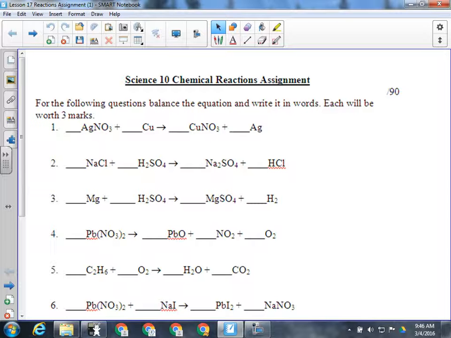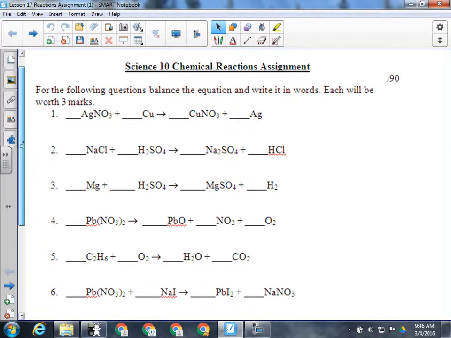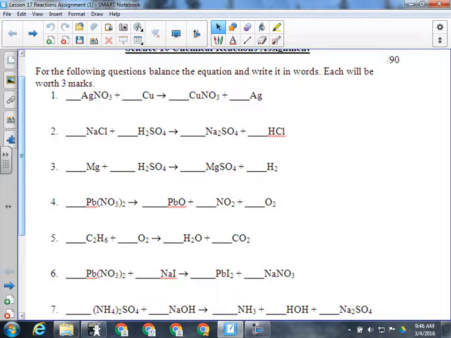So the first 10 questions, so that is questions 1 through 10 here, all I want is for you to balance the reactions. So fill in the blanks. Since it's fill in the blanks, if it's a 1, put a 1 there. And then write the reaction out in words, and balance. You don't have to identify the type for this one.